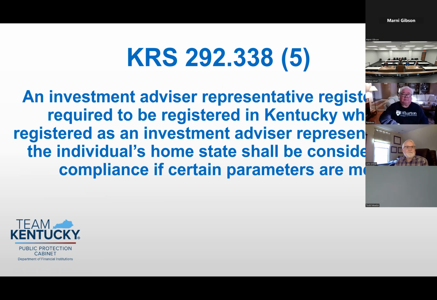Okay, so KRS 292-338, Section 5: an investment advisor representative registered or required to be registered in Kentucky who is registered as an investment advisor representative in the individual's home state shall be considered in compliance if certain parameters are met. What does that mean? That means if Ohio and Kentucky have both passed the investment advisor representative CE requirement and you live in Ohio but you're registered in Kentucky, we will consider you to be in compliance. Those parameters at the bottom reference that Ohio's law is at least as stringent as ours. I'm just using Ohio as an example, but if you look on the NASAA website, you can see all the states that have passed this, and I'll give you those resources at the end.